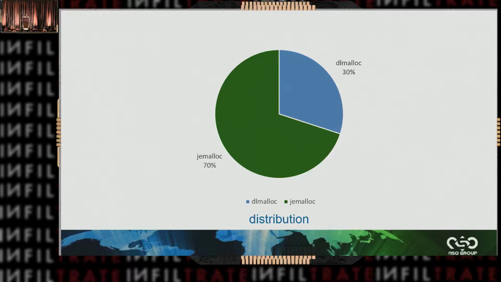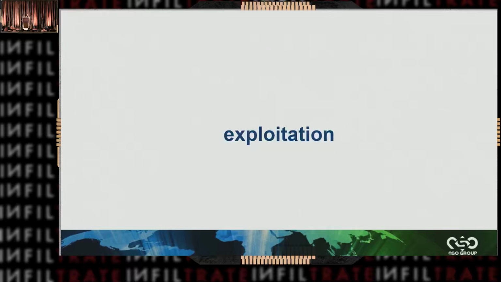For example, certain geographical regions are more likely to have older phones and DL-malloc based phones than other regions. Let's talk a bit about exploitation. Now that we know how the Android libc allocators work, we can try to determine what we need to do in order to exploit a heap memory corruption or a use after free.